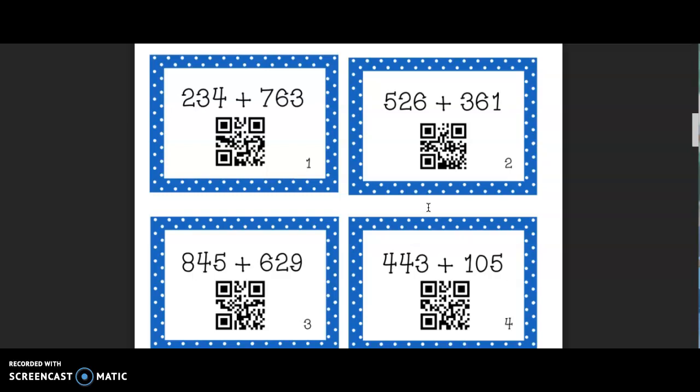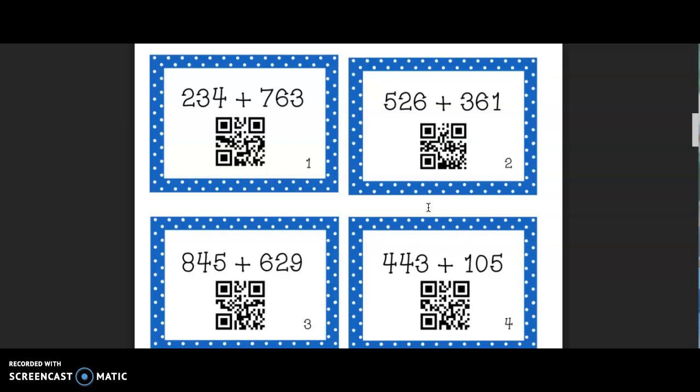All right, we're moving over to the right-hand corner. So we're now going to do 526 plus 361. Line them up so they're going up and down, not across. So the 6 and the 1 should be on top of each other, the 2 and the 6, and the 5 and the 3.